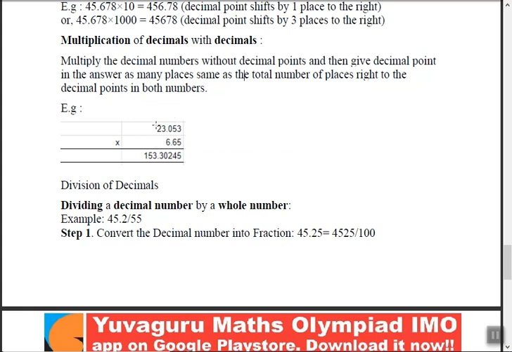Then after the point, how many digits are there? 1, 2, 3 in first number and 2 in the second number. So total is 5. So shift the point to left, starting from the rightmost number to left, and see to it that there would be 5 digits after the point. So it is 153.30245. Okay.